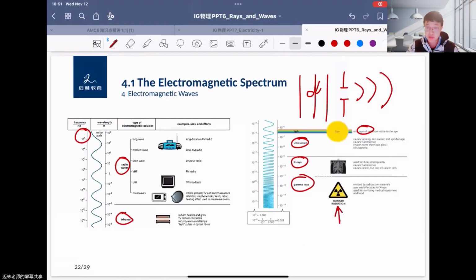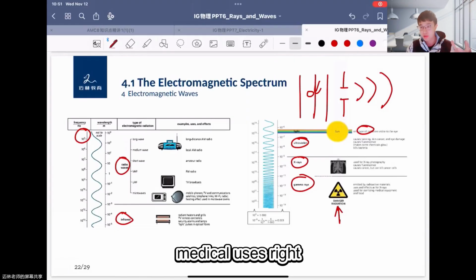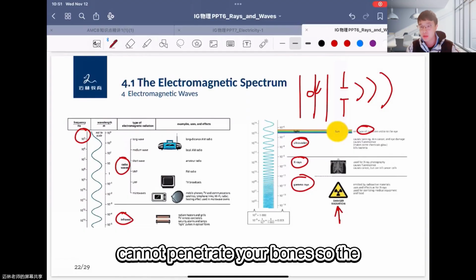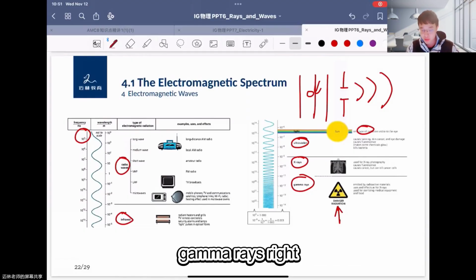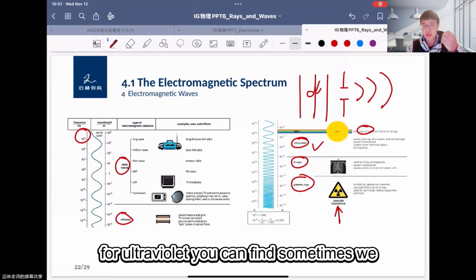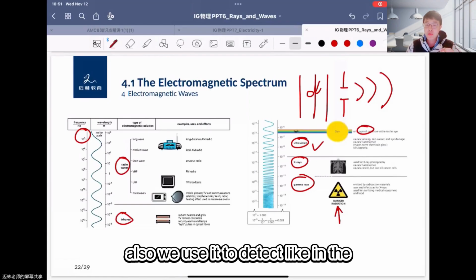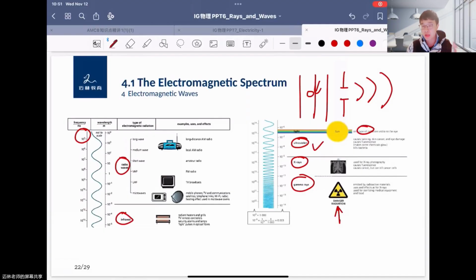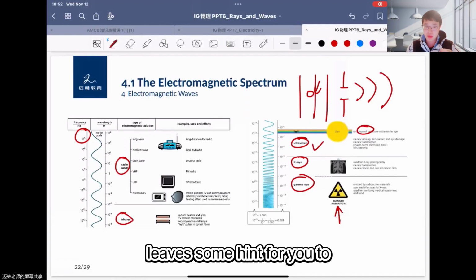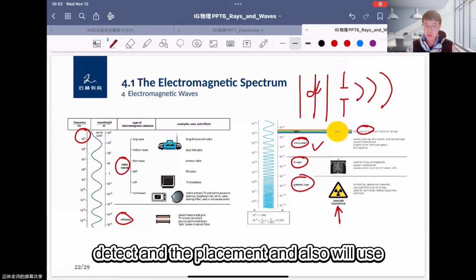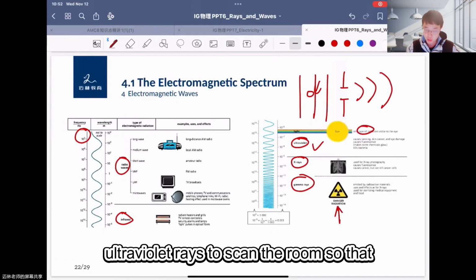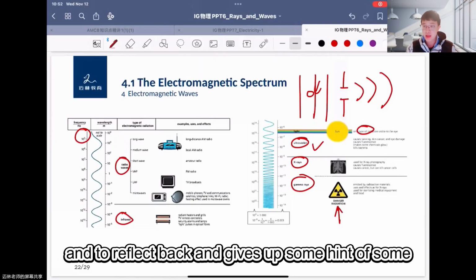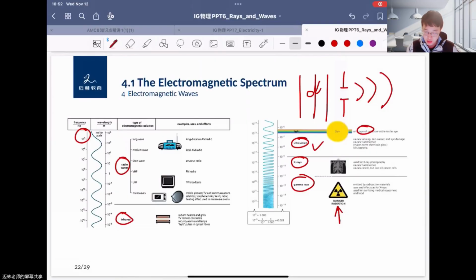For gamma rays, we said that they are easily used in medical applications, right? X-rays can penetrate your body, but they cannot penetrate your bones, so the penetration ability is less than gamma rays. For ultraviolet, sometimes we use it to detect banknotes, and also in criminal scenes, to find hints that someone has left. The police also use ultraviolet rays to scan the room. That all means that ultraviolet can reflect back and give out hints of some invisible things.